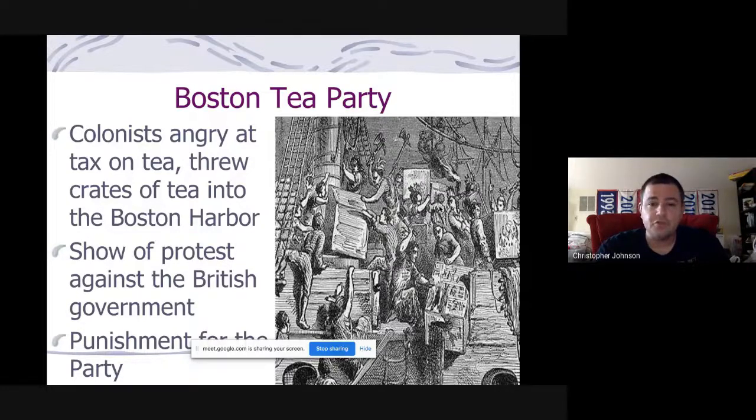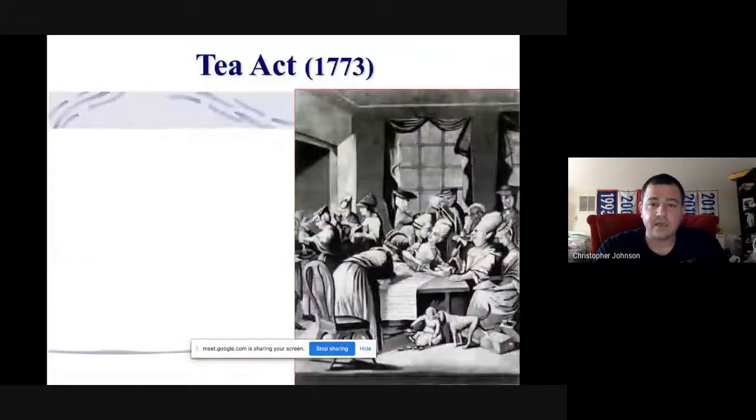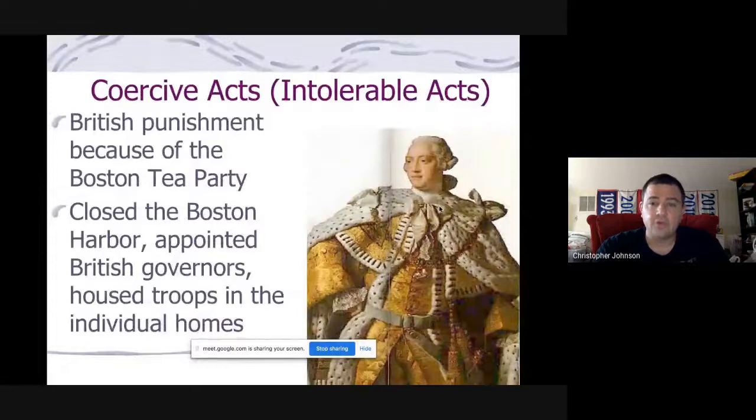They dumped over $2 million worth of tea into the British harbor, which only angered the king even further. And so the king is going to pass his most important acts that are going to really break the ties with the British. He calls them the Coercive Acts. Here in the colonies, we call them simply the Intolerable Acts.